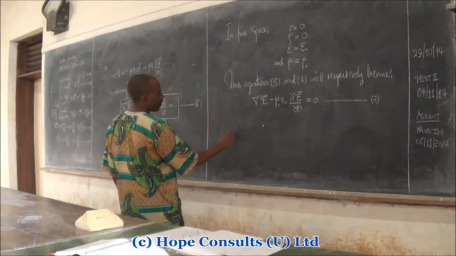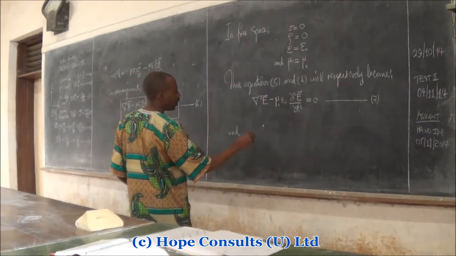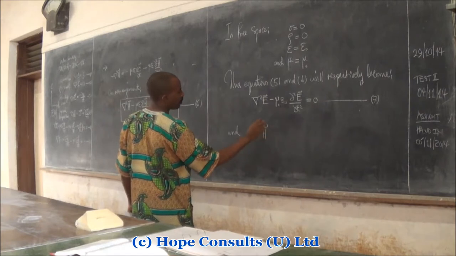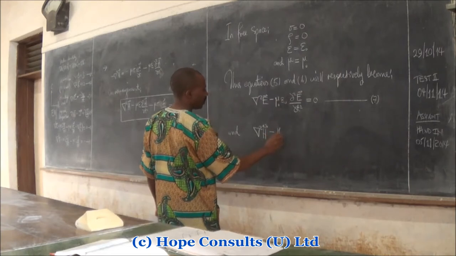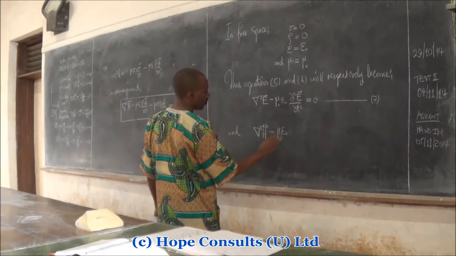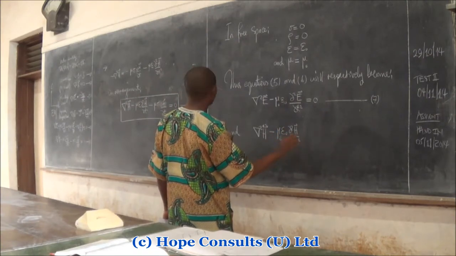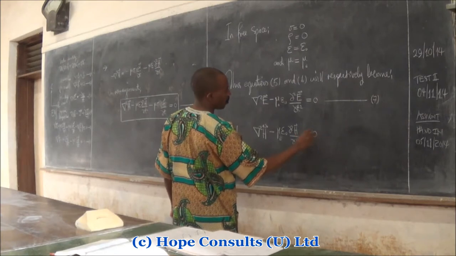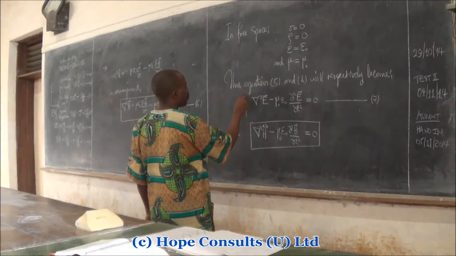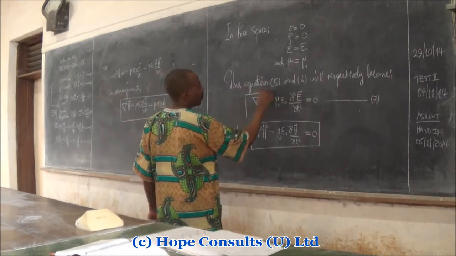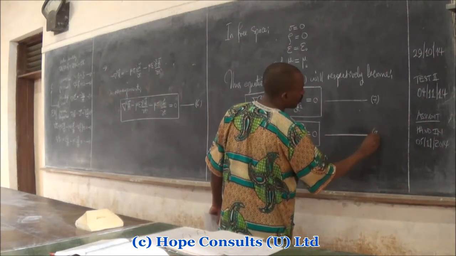And equation 6 here becomes del squared H minus mu naught epsilon naught, partial squared H by partial t squared, equals 0. And this is equation 8.